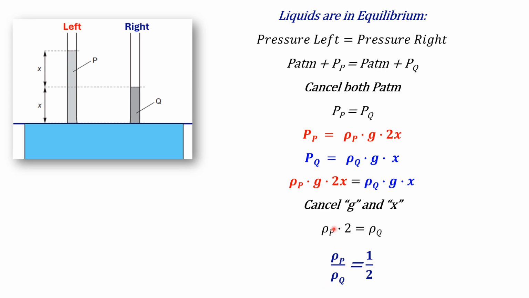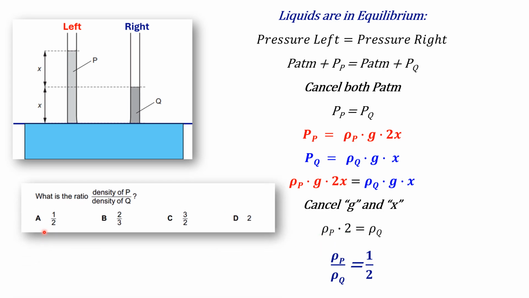But it's asking for the ratio of P over Q. So the ratio is 1 over 2. So what that means is the density of liquid Q is 2 times the density of liquid P. So of the options A, B, C, D, the correct answer is A.